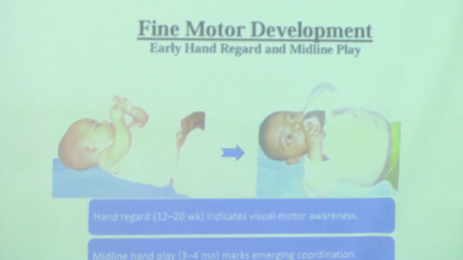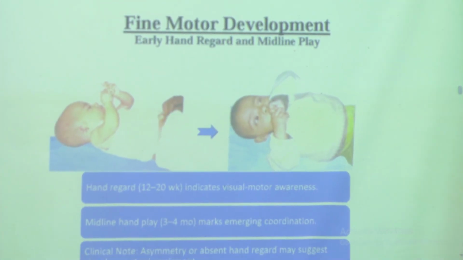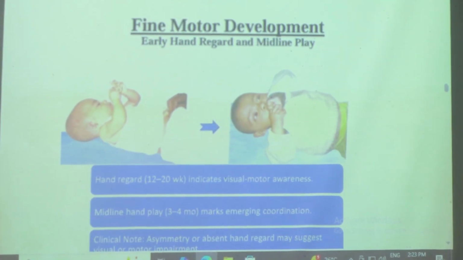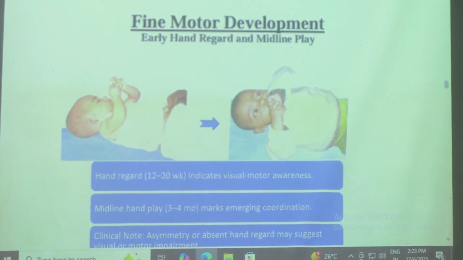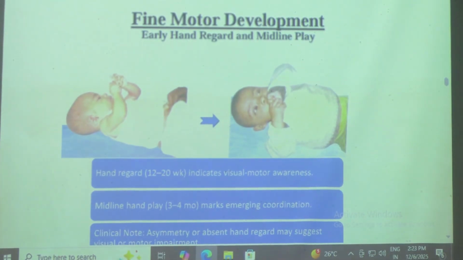Any query? Any problem? Any problem with motor? Then we come to fine motor. Fine motor means it deals with hand and eye coordination.